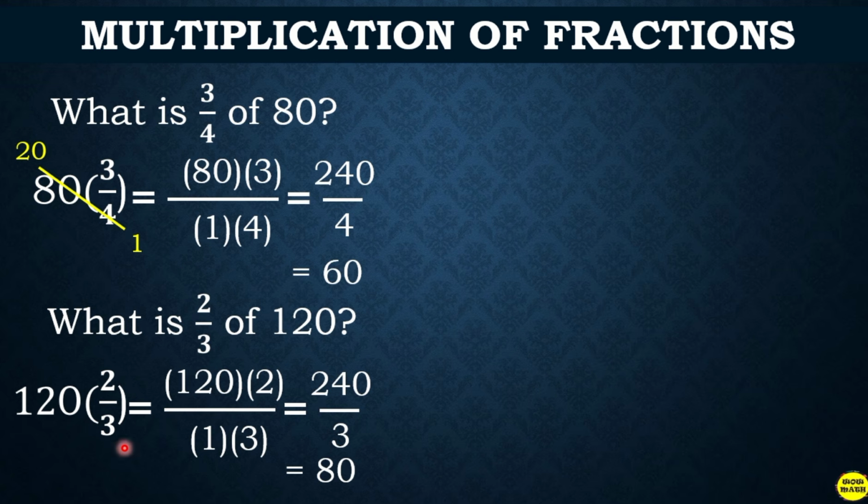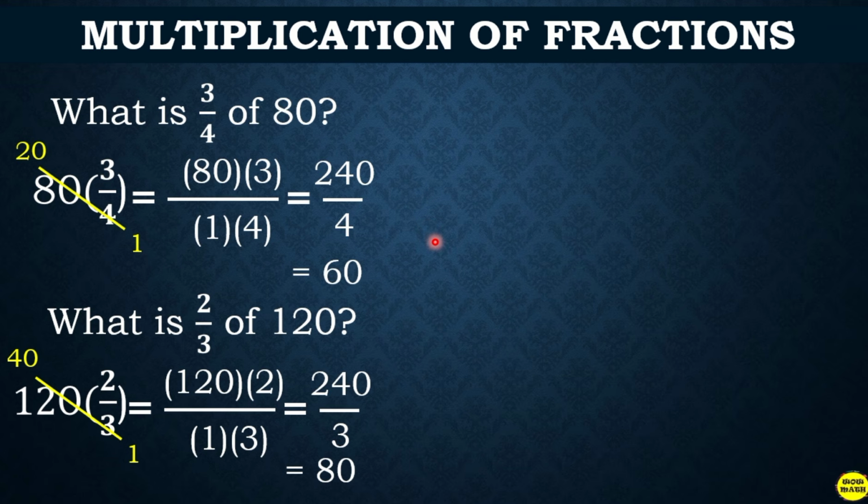Or pwede mong gamitin yung cancellation. So, 120 divided by 3, this is 40. This is 1. Okay? So, 40 times 2, that is 80, which is also equivalent to this. Okay? So, itong ginagawa na to, ito yung shortcut, okay? Actually, pag gumamit ka ng cancellation, bumababa kasi yung number mo, kaya mas madaling mag-multiply. So, no need to do this.